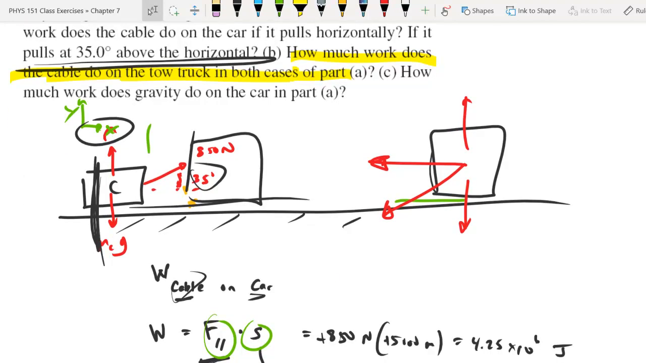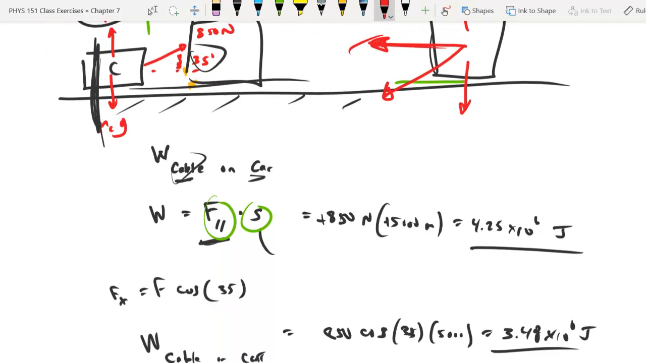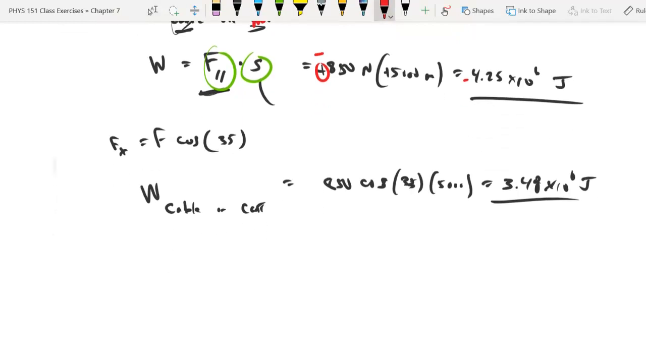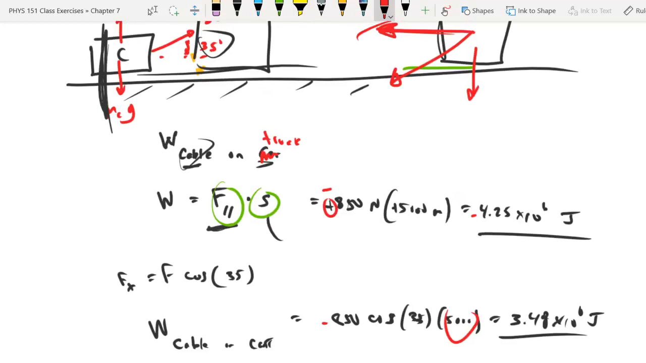And the truck is still moving in the positive x direction. So it was moving this way, but the force is back that way. Right? So what happens when we look at the work done by the cable on the truck in the horizontal case is that the force was negative, but the displacement was positive, and therefore this is a negative work done on the truck. And then in the case where it's up at 35 degrees, we had again negative 850 cosine 35 times still a positive 5,000, right?